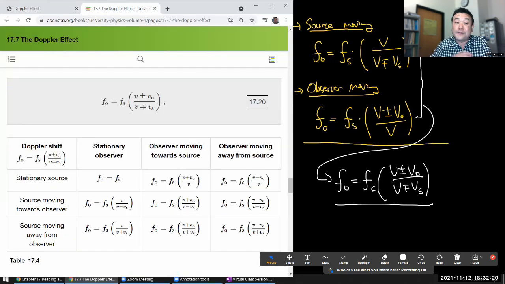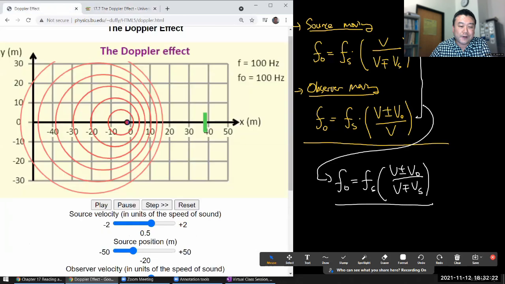So if both source and the observer are moving together, then yeah, the observed frequency is the same as the source frequency. Okay, so I think that's enough for the one homework question you have. Let me just end with a demonstration of a shock wave front.